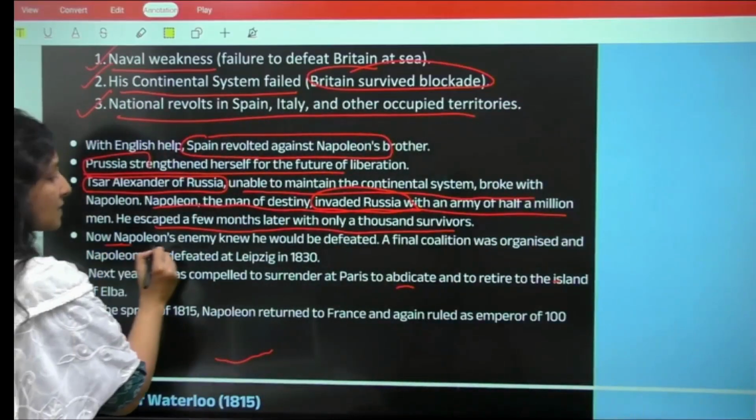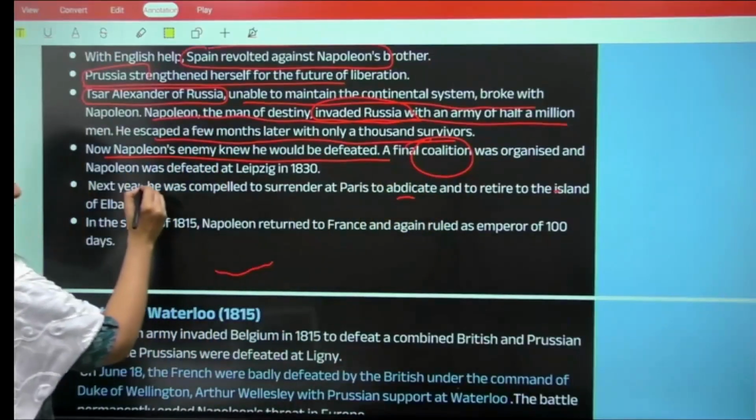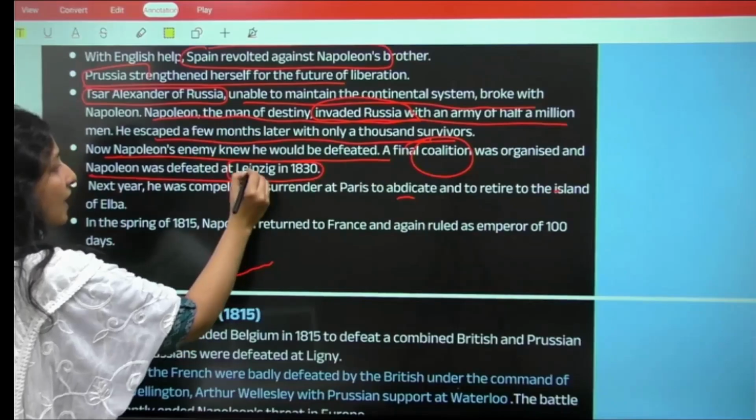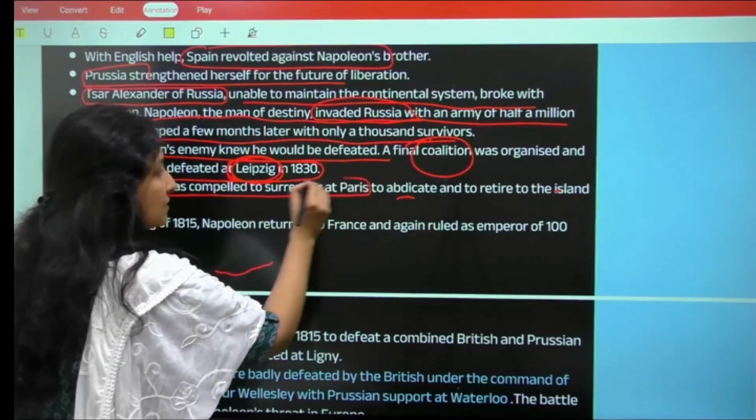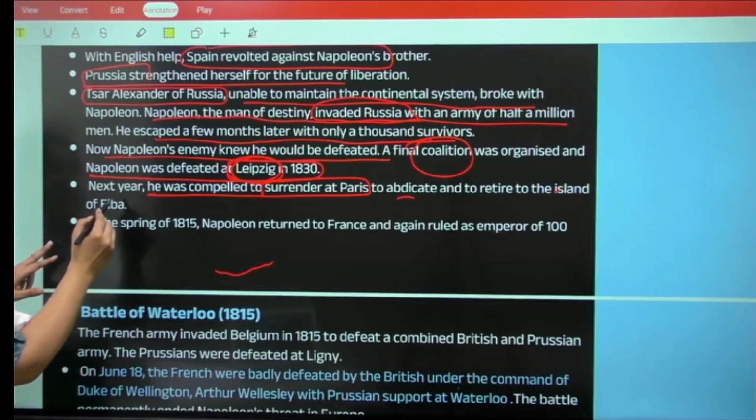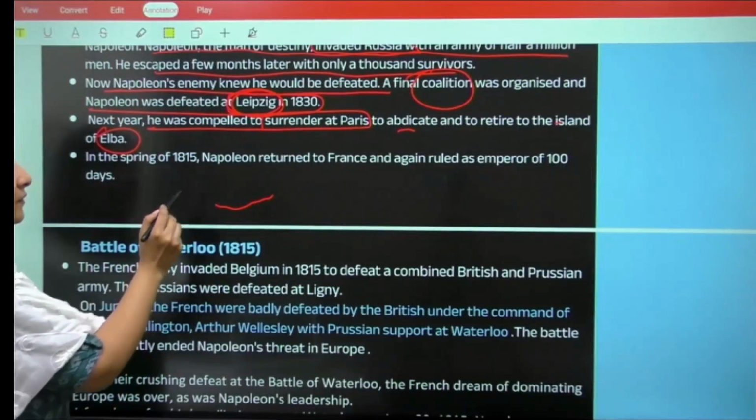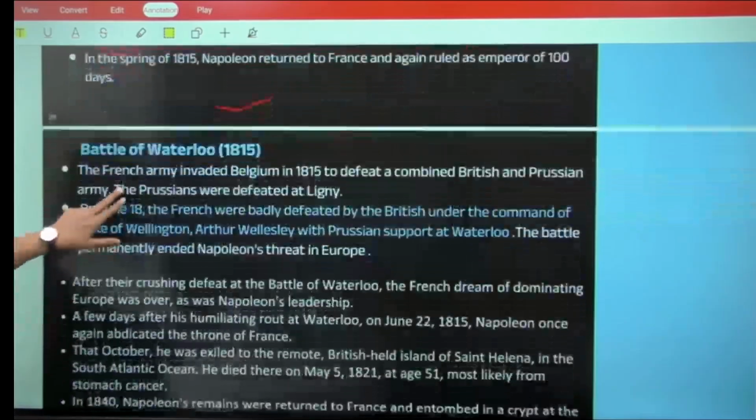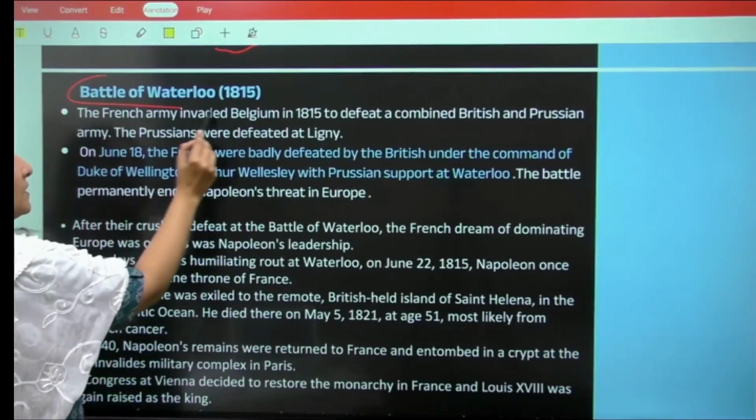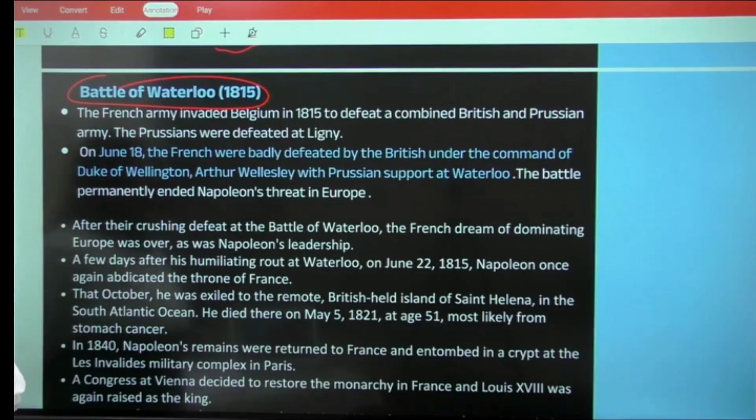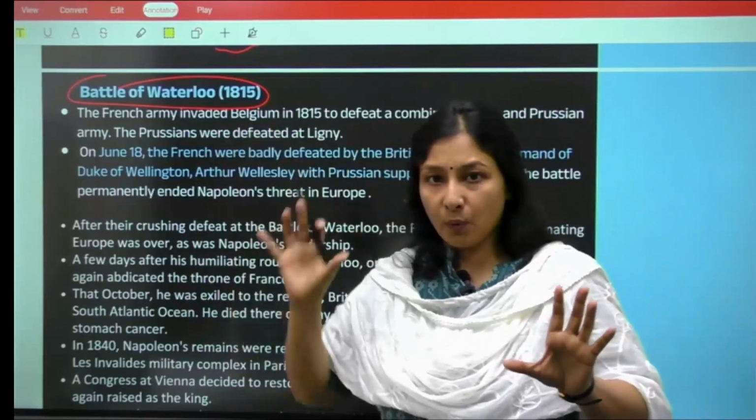Now, Napoleon's army knew he would be defeated, right? So what happened? A coalition was organized and Napoleon was collectively defeated at Leipzig. Next year, he was compelled to surrender at Paris and retired to the island of Elba. Again in the spring, he tried to return and rule as an emperor for 100 days. But before that, a battle of Waterloo is fought with the combined forces of British and Prussia on one side and the French under Napoleon on the other side.